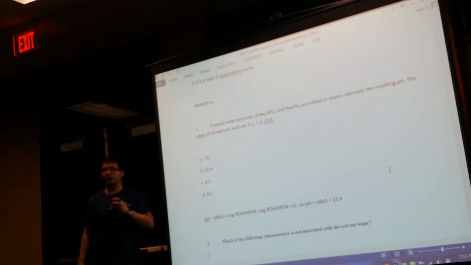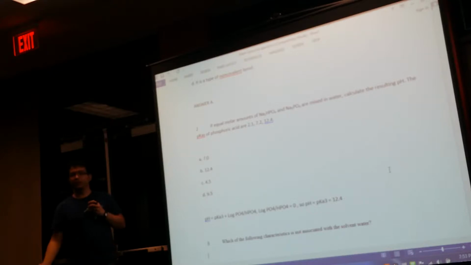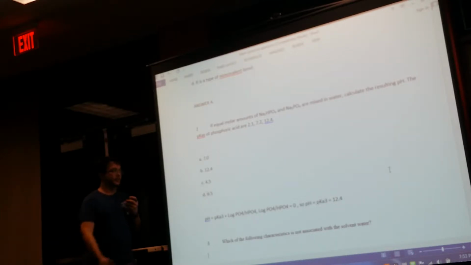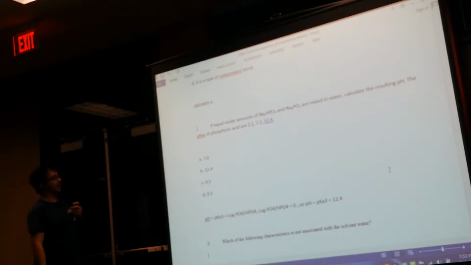He will give a question that's pretty easy to calculate. He says it's equal molar amounts, so it should be log of 1 over 1. What is log of 1? 0. So this question is just a way of saying pH equals the correct pKa. The answer should be 12.4. So you will be given a question like that. Please refresh yourselves on the Henderson-Hasselbalch equation.